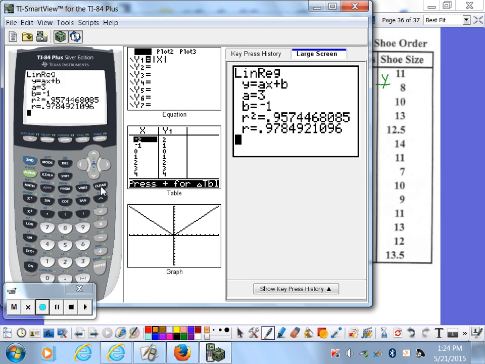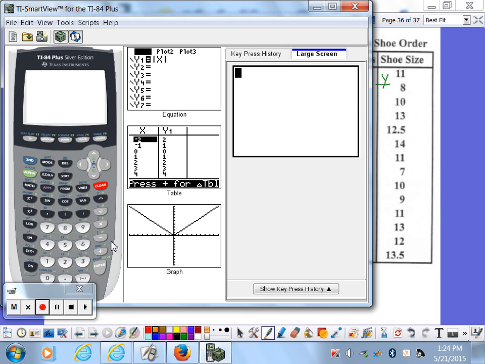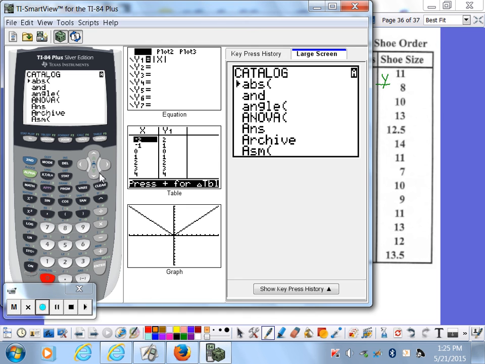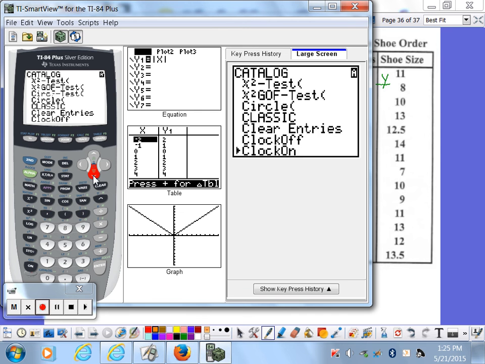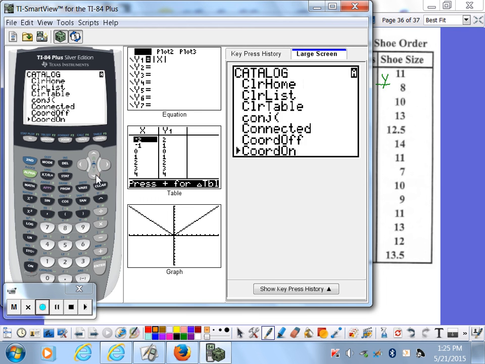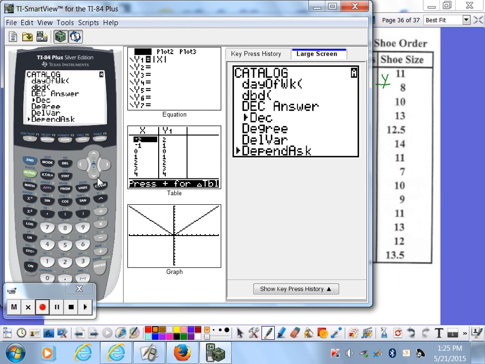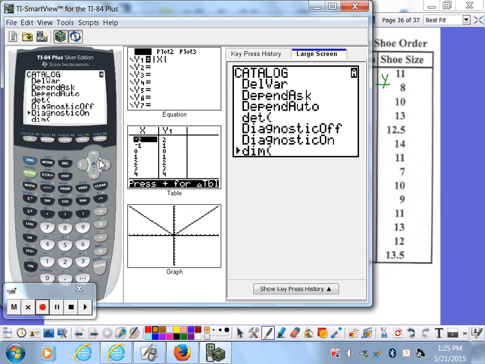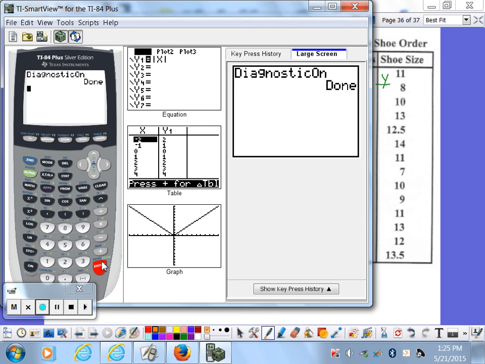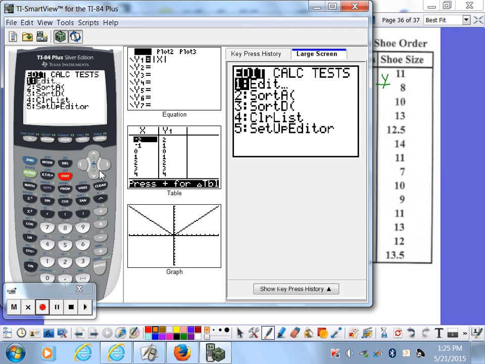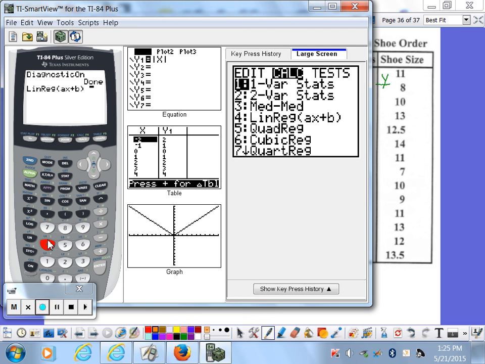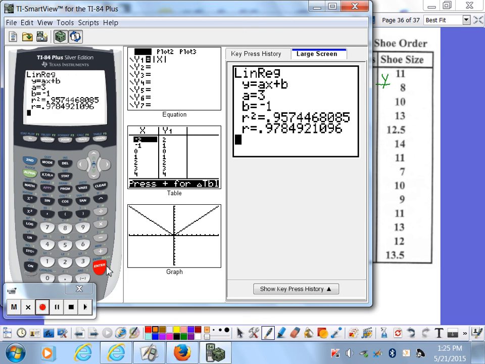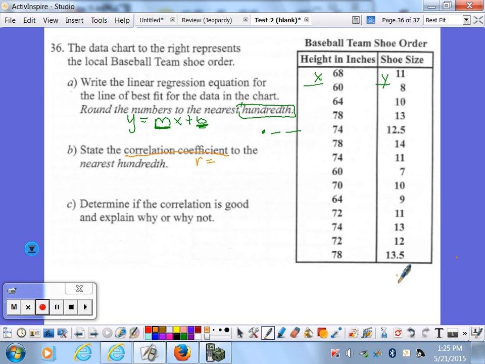If your R is not popping up right now, that means your diagnostics is not on. So if you did not get that small r, please follow along with me. You're going to hit the second button and then 0 to get to your catalog. You want to scroll all the way down until you get to diagnostic on. Okay, and then you're going to hit enter, and then you're going to hit enter again and your diagnostic is on. Once it's on, if you go back to how you found the linear regression before, option 4, and hit enter, now that R value should pop up. So go ahead if you weren't getting that before.